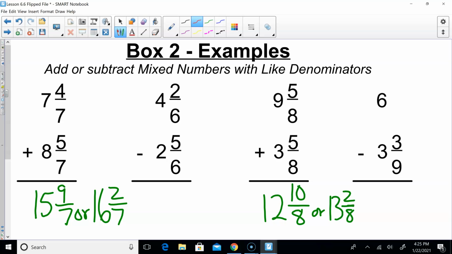The first one, 4 and 2/6 minus 2 and 5/6. 2 is less than 5, which means we have to do some ungrouping, which means we cross off 4 and make it into a 3. Now the question is, how many pieces did you put on top?